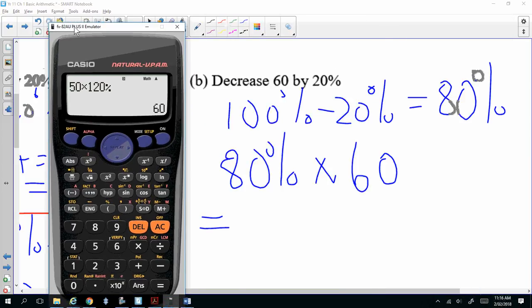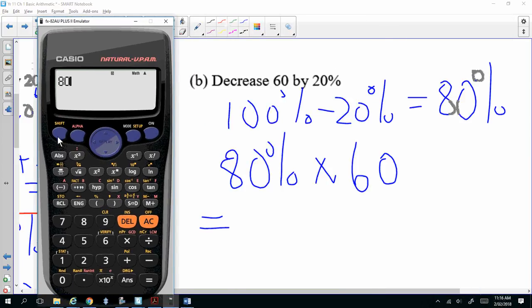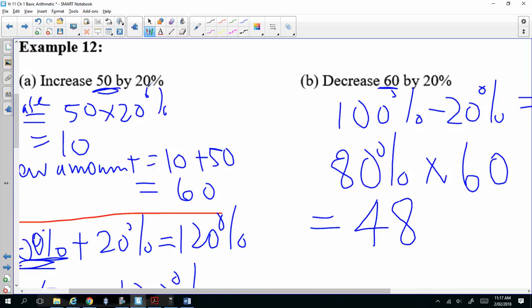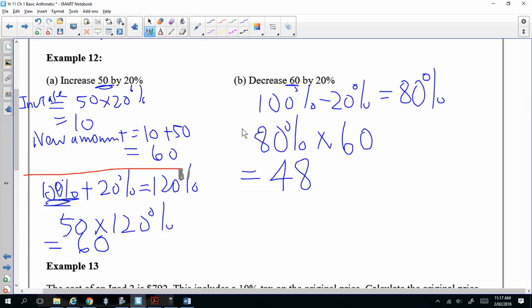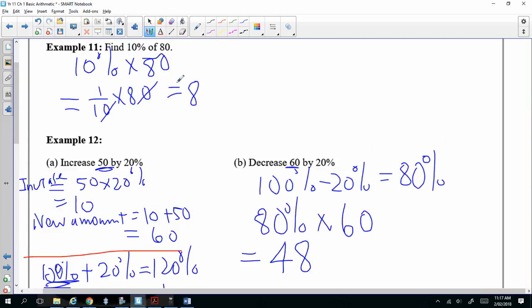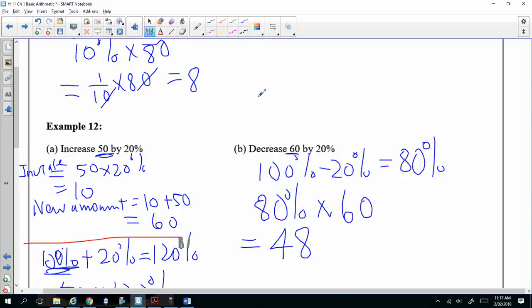So you go 80% like that times by 60 equal 48. So when it's decreased, obviously your answer will be smaller than 60. When it is increasing, your final answer will be bigger than your original answer. Any question? Right, percentage pretty easy. Increase, decrease, how to find percentage of a quantity? Yes? Good. Alright, let's do a more real life problem.